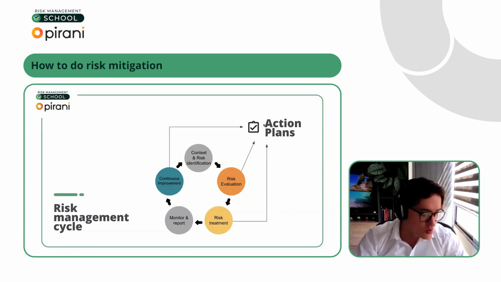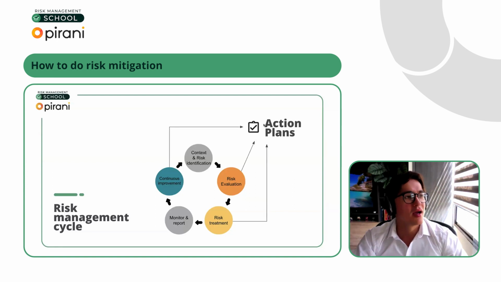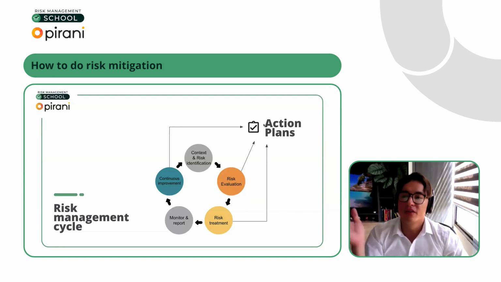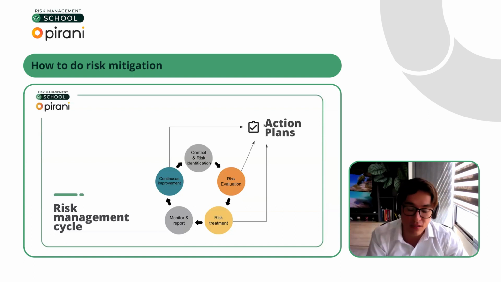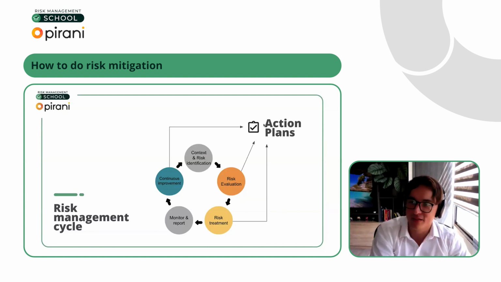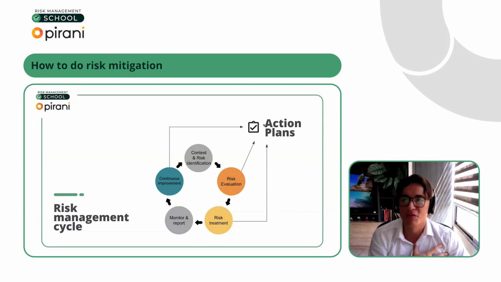And some of the users and some of my clients usually ask me, maybe I already have the controls, or I already have the list of controls and best practices, but what is the role of action plans? Because, for example, in Pirani, we have the module and the item of action plans, and some users say, okay, so what are the action plans for?